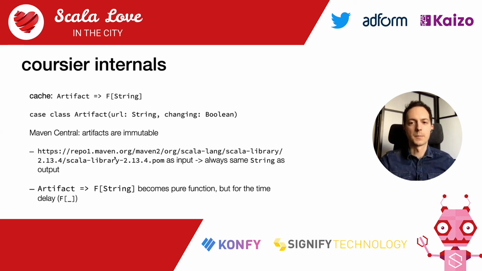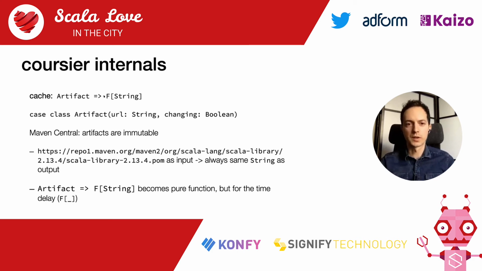So basically, if we use as input here artifacts that come from Maven Central, we'll always get the same output here. So in a way, using only Maven Central artifacts, this function here becomes a pure function somehow. Given the same artifact, it will always give the same text content as output. Of course, this is modulo the fact that the string is wrapped in an F here, which accounts for possible network failures, but also the time delay it takes to download this file or to read it from disk. But overall, the idea is that using only Maven Central, this function here is a pure method.